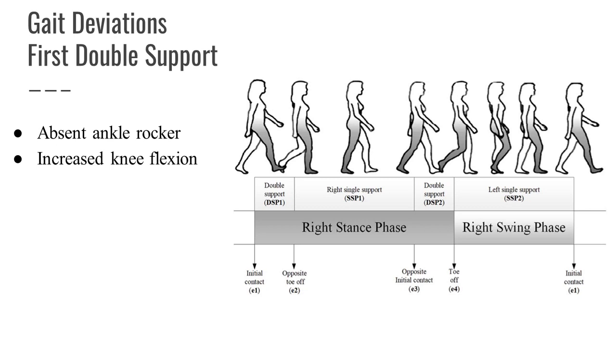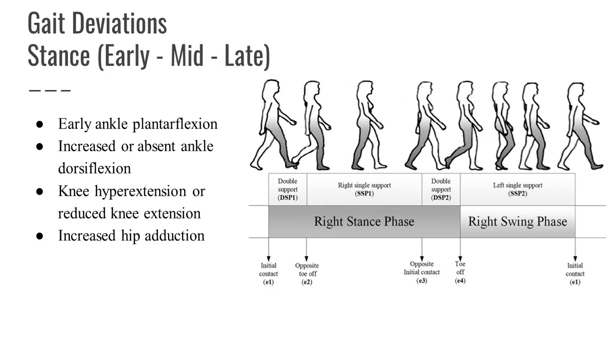During first double support, the two most common deviations are an absent ankle rocker and increased knee flexion. During the different stages of stance phase, some of the deviations that can present are early ankle plantar flexion, dorsiflexion that is either increased or completely absent, increased hip abduction, and at the knee could be either reduced knee extension or knee hyperextension.